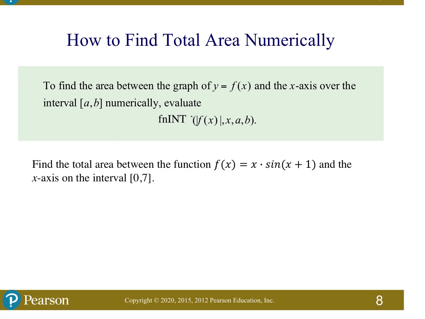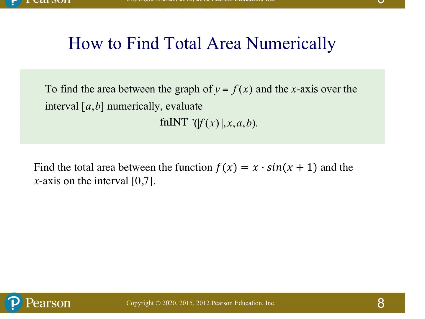Okay, so let's find the total area now in this next question. So total area means I need to account for anything that's negative. So go ahead and change your y1, and your y1 is now going to be x times sine of quantity x plus 1. And the window's different. The window I've given you this time is from 0 to 7. So go ahead and take a look visually at what that looks like. So 0 for your lowest value, 7 for your highest value.